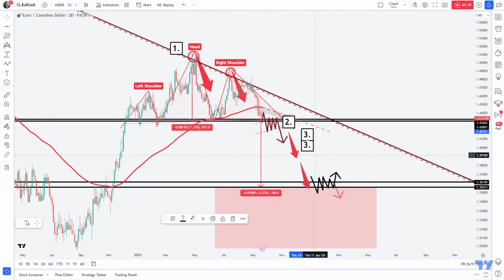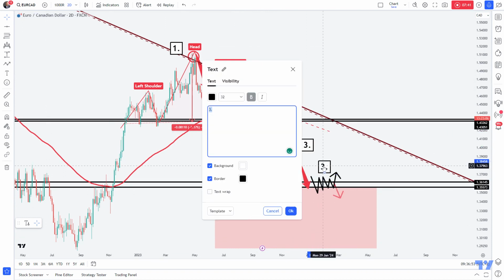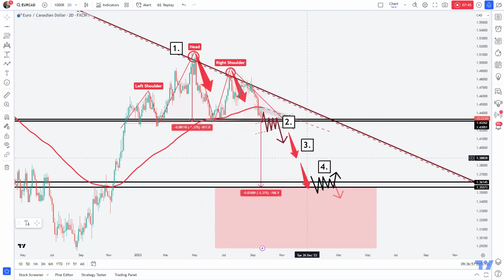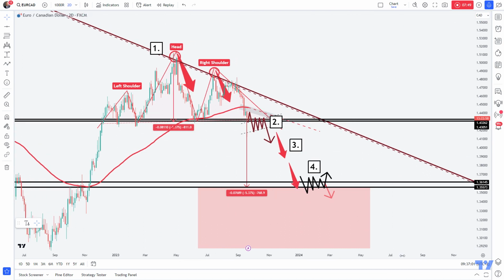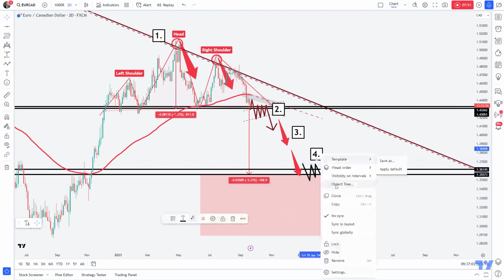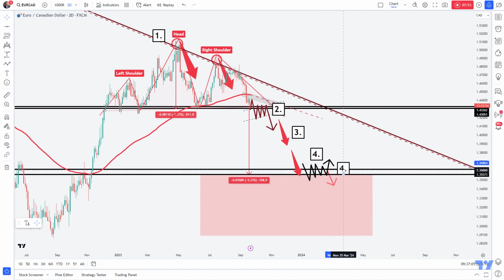And the first major determination will be how EURCAD actually approaches this main head and shoulders formation target zone, because from there on, this is going to lead the way to the final outcomes.